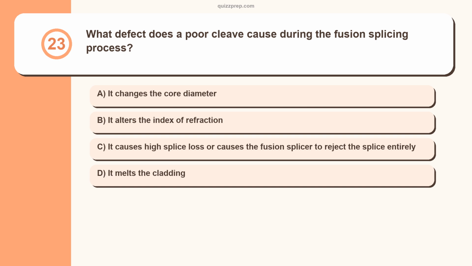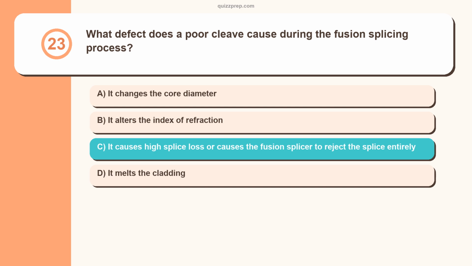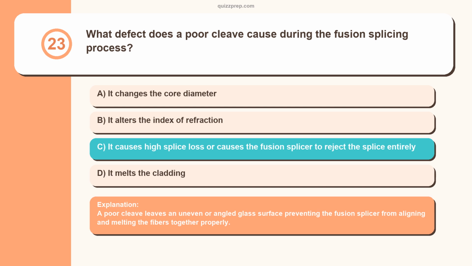Question 23. What defect does a poor cleave cause during the fusion splicing process? It changes the core diameter. It alters the index of refraction. It causes high splice loss or causes the fusion splicer to reject the splice entirely. It melts the cladding. A poor cleave leaves an uneven or angled glass surface, preventing the fusion splicer from aligning and melting the fibers together properly.